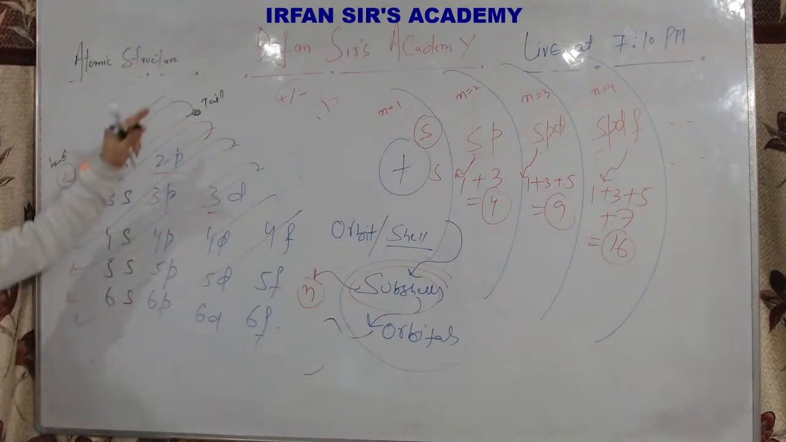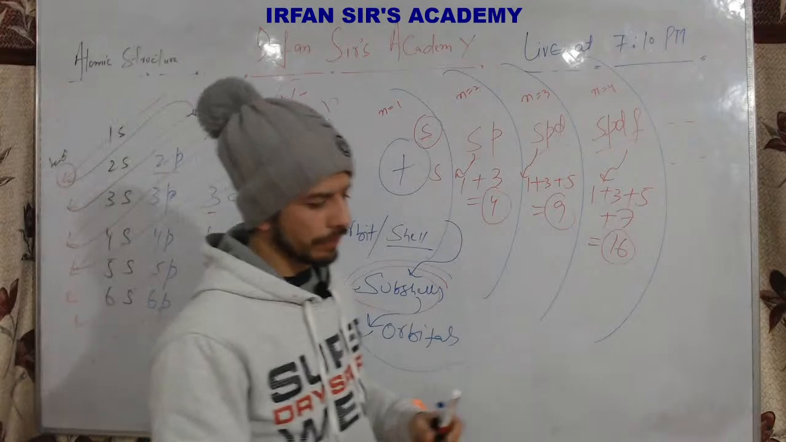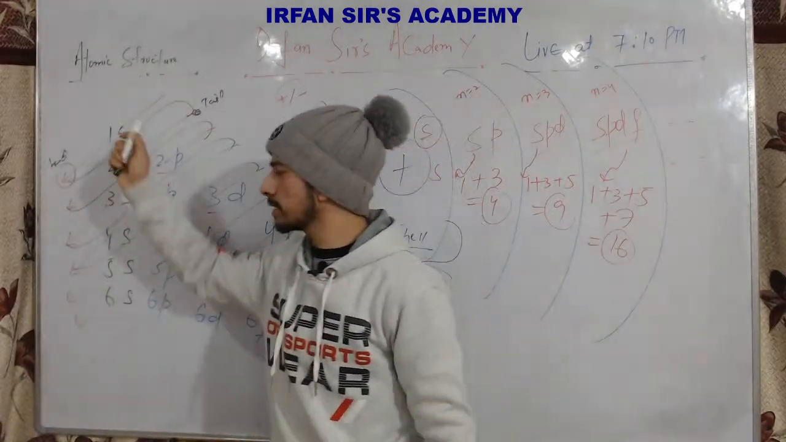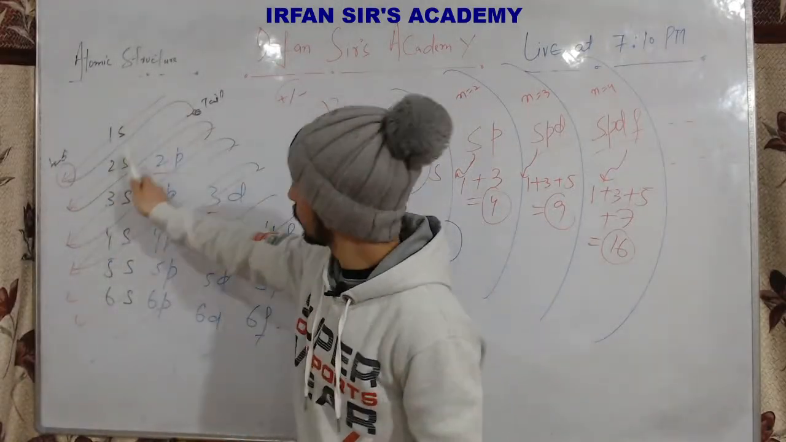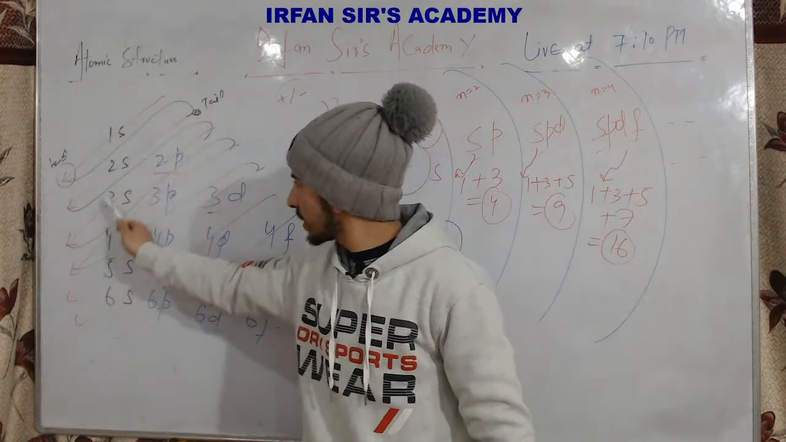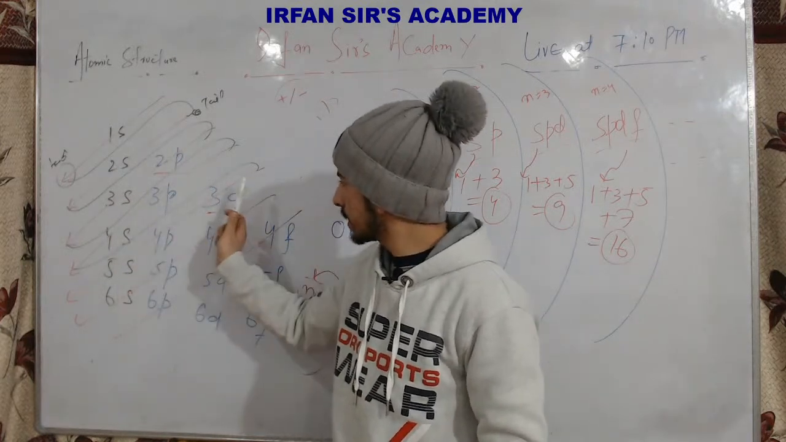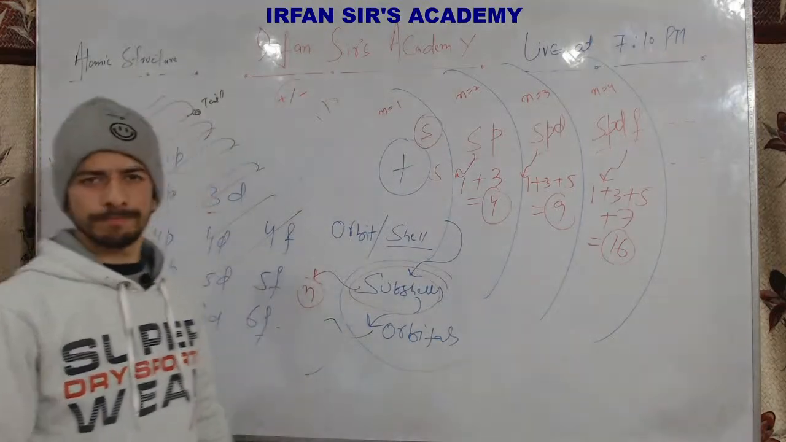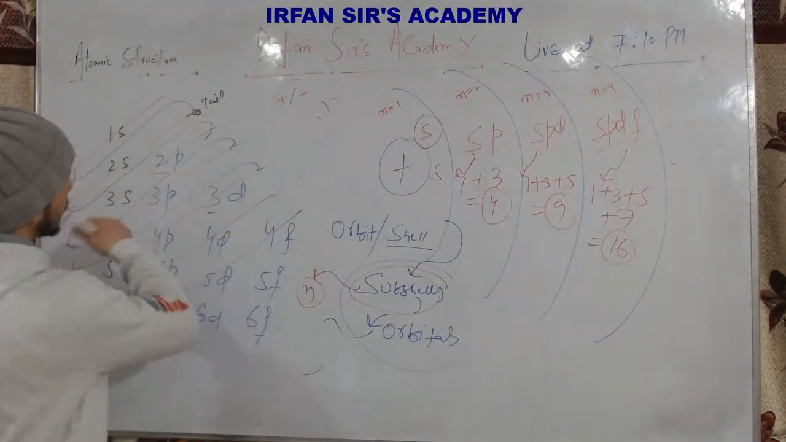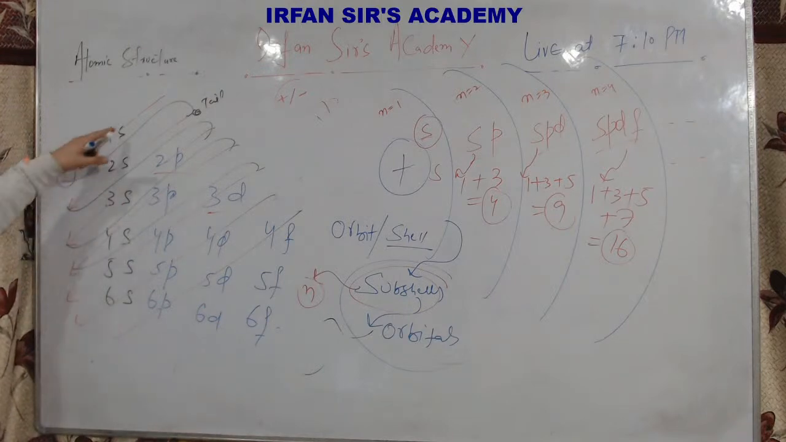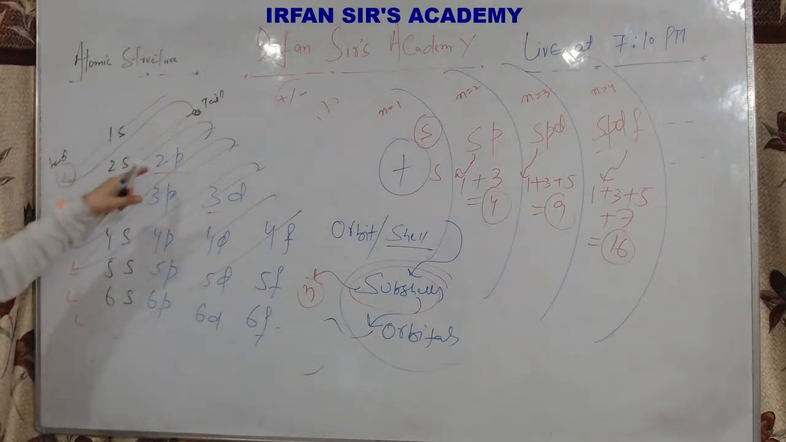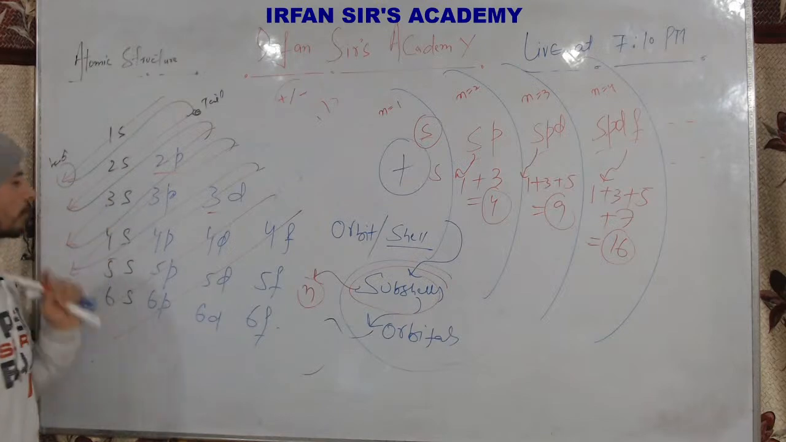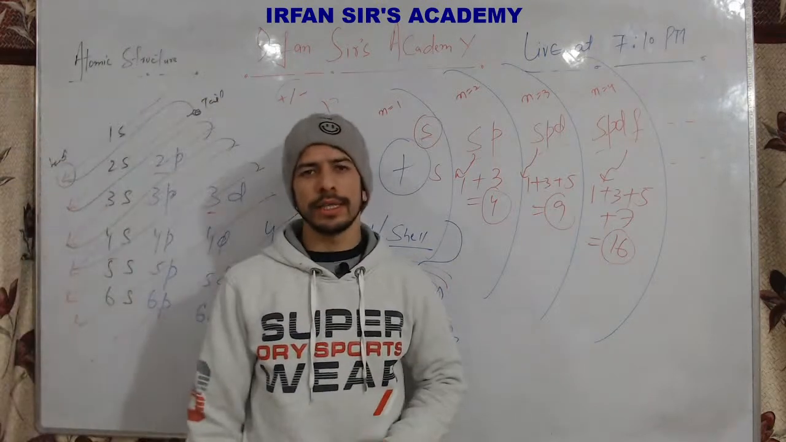It means an electron will first be placed in the 1s orbital, then 2s, then 2p, 3s, 3p, 4s, 3d, 4p, 5s, and so on. The electron will be placed in this way: first 1s, then 2s, 2p, 3s, 3p, 4s, 3d, and so on. This is the Aufbau principle.